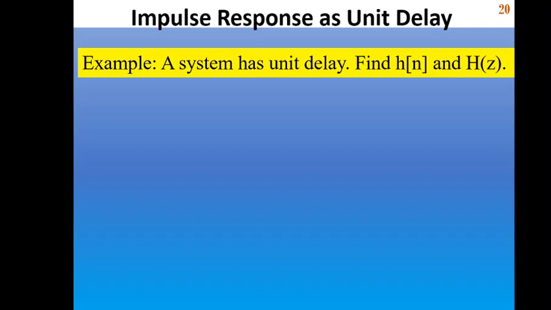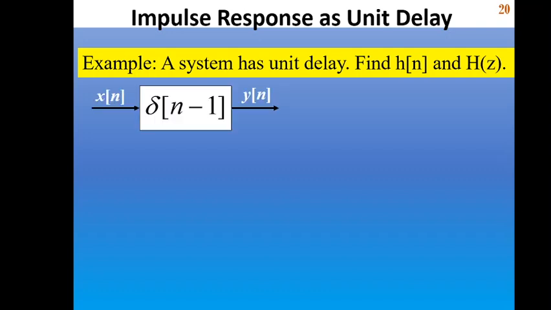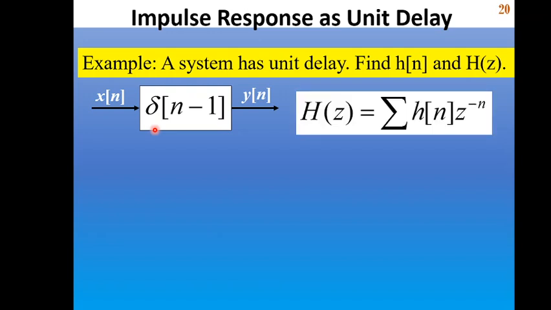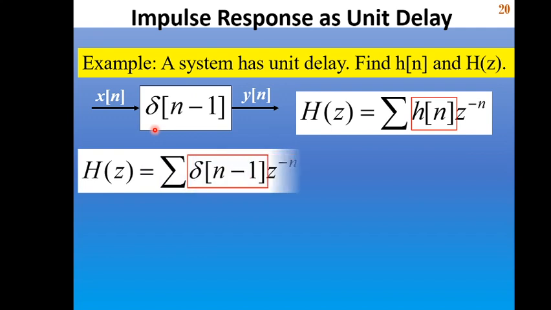Consider an example of unit delay. This is the representation of the system. Here delta of n minus 1 is the impulse response. Since the output of the system will be delayed by one sample, the transfer function of the system can be represented as the sum of delta of n minus 1 times G to the power minus n.